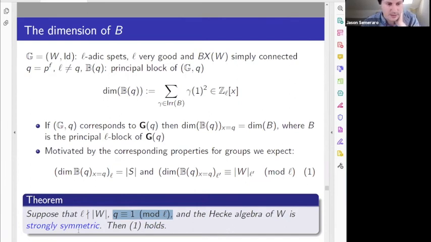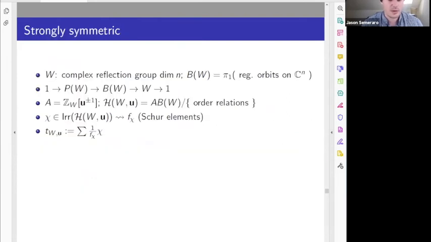So I owe you a definition of strongly symmetric, but it's kind of nice. It's telling us that under something which we hope to be true, strong symmetry of a Hecke algebra, these properties are actually preserved when you pass up to Spetses. So things are still working as they kind of should. So yeah, briefly, I don't want to spend too much time on this definition, but what does strongly symmetric for a Hecke algebra mean? So just to go quickly through things that hopefully people may have seen before.